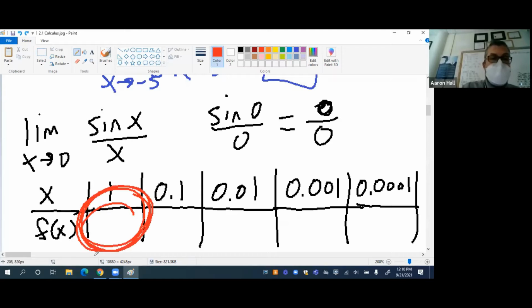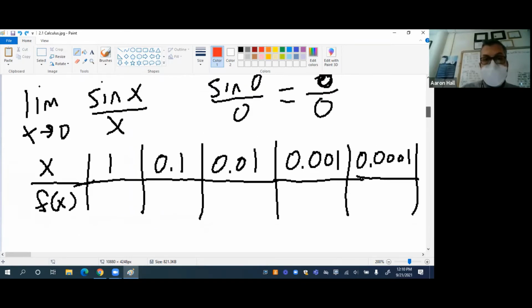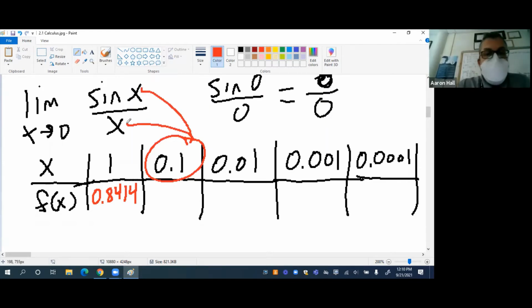What do we get? What is our y value? Okay, so I'm getting 0.8414, something like that. It's probably an irrational number that just continues on without a pattern. Okay, what if I plug in 0.1 into these two here?